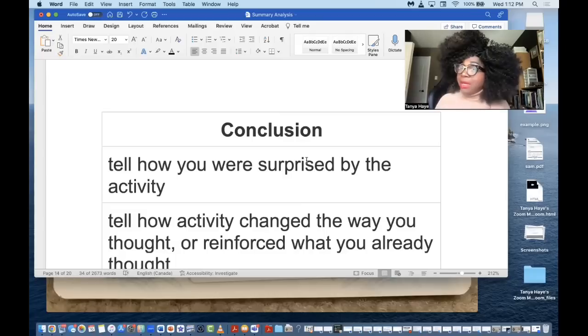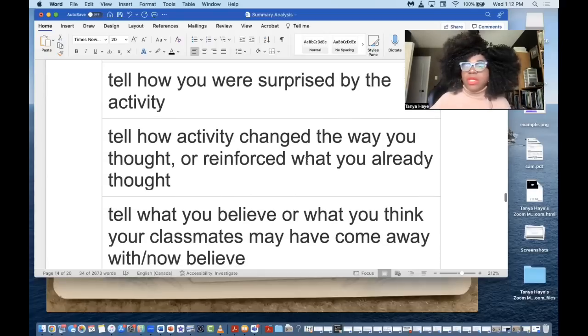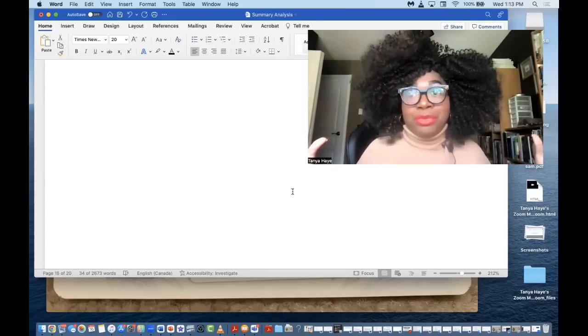You could tell how you were surprised by the activity. You could tell how the activity changed the way you thought or reinforced what you already thought. You could tell what you believe or what you think your classmates may have come away with and what they now believe. Choose one. There are tons from which to choose. So there you have it. Introduction, summary, response, and conclusion.